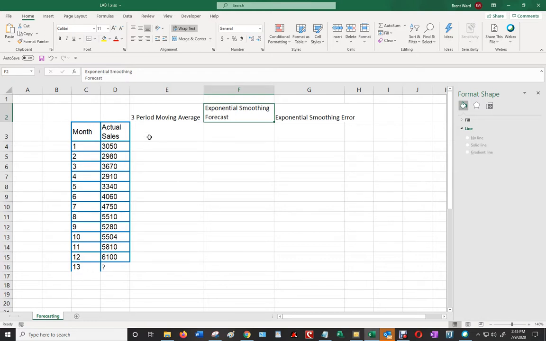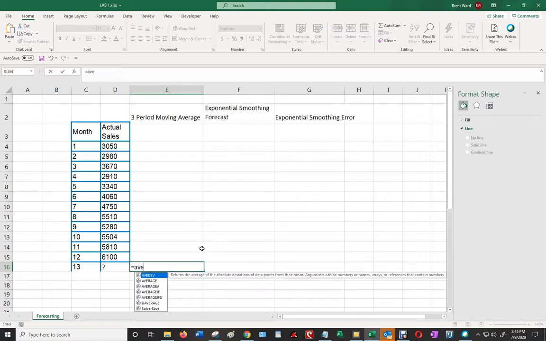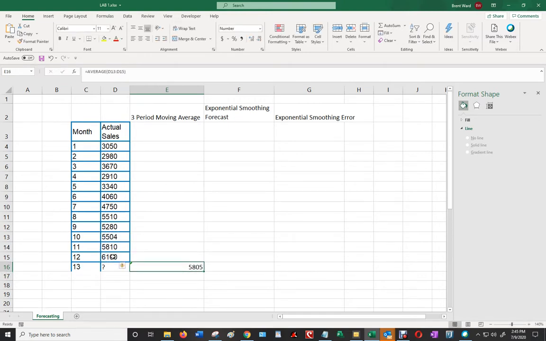Okay, so first of all, to get the 3-period moving average, we go like this: equal sign average. Our estimate is that the best forecast for period 13 is the values averaged of period 10, 11, and 12, averaging 5504, 5810, and 6100. When I press enter, that puts the value in. Okay, so now I have one estimate. This is my 3-period moving average estimate for the prediction for period 13.